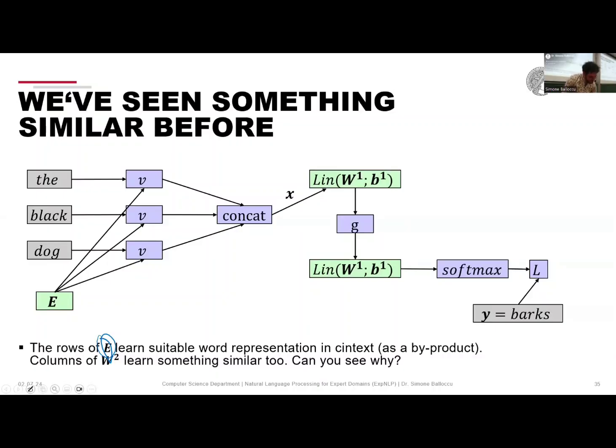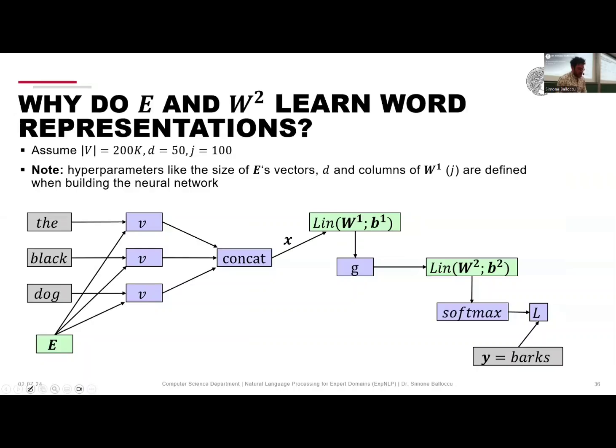It's wrong here. It's correct in the next slide. How do I even do this? W2 also learns something similar, and we're gonna see why. Now I'm gonna do something very boring, which is plot the dimensionality of each single element of this network.